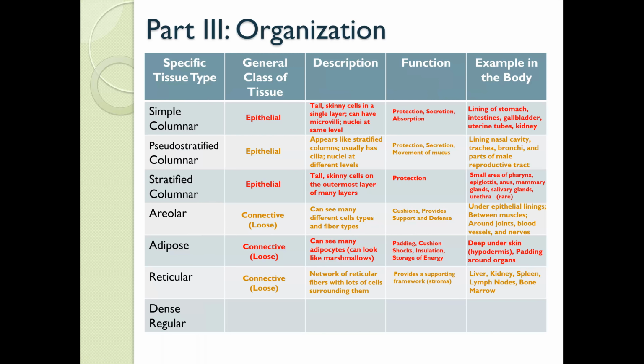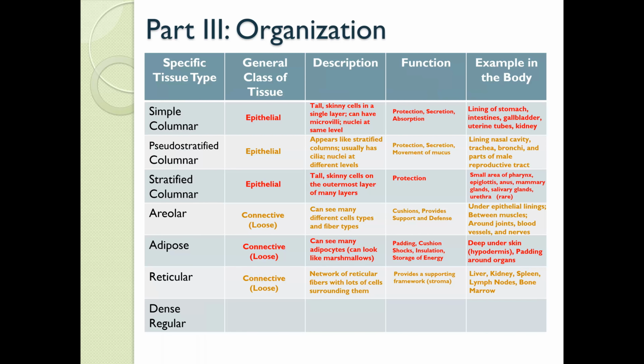Reticular tissue is also a type of loose connective tissue. It is a network of branching reticular fibers with lots of similar type cells surrounding them. So it functions to provide a supporting framework, which is called a stroma, for all of those cells, which are called the parenchyma. You can find reticular tissue in the liver, kidney, spleen, lymph nodes, and bone marrow.